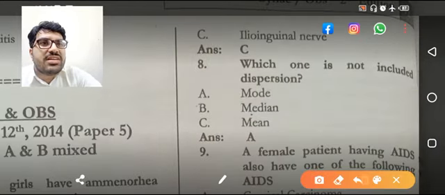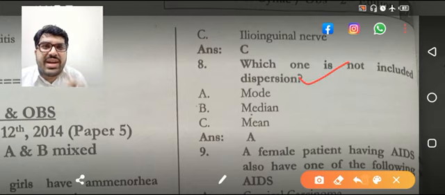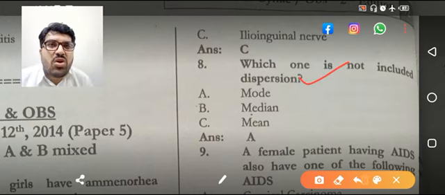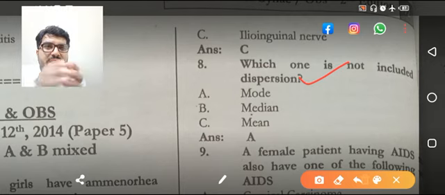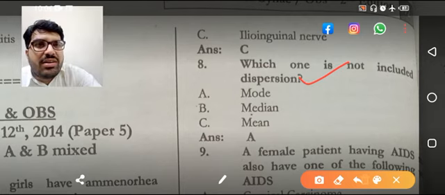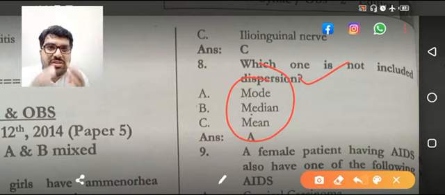Which of the following is not included in dispersion? For the quantitative analysis of data, we have central tendency and we have dispersion. All three options are for central tendency, and you are looking for the central tendency.